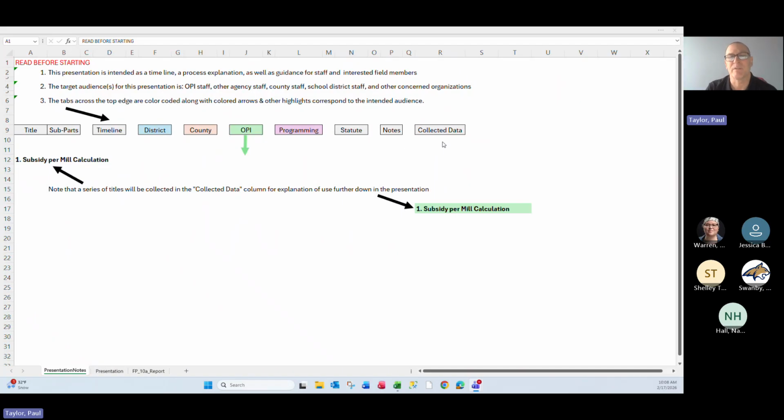What collected data is referring to is, as we go through the presentation steps and its timeline, they each begin with a title. In this case, the example says that the first thing we'll talk about is determining the subsidy per mill calculation. After the description is given for how that's calculated, we're going to collect that title over here, because what it represents is some data that we need for further calculations later on in the presentation. That way, when we collect these titles, we can show where they get used later on in the timeline and the step presentation.